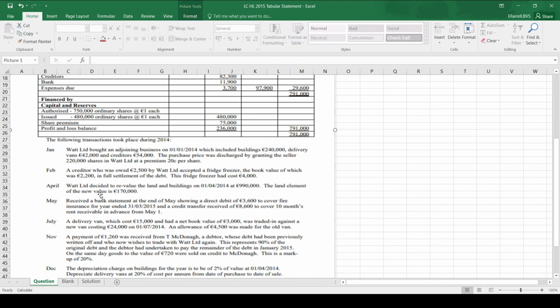In April, they decided to revalue land and buildings on the 1st of 4, 2014 at 990,000. The land element is 170,000. Now, the land element of 170,000 is only relevant when we're working out the depreciation in December. So for the moment, we're just going to concentrate on the revaluation to 990,000.